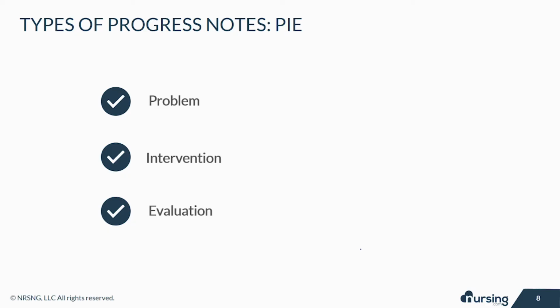Now, let's use the same patient that we just discussed, for example, okay? So the PIE note may look like this. Your problem is your P, acute pain related to surgery. Okay. Now, depending on where you are, you may have to do an "as evidenced by." So in this particular case, we'll say as evidenced by reports of pain 4 out of 10.